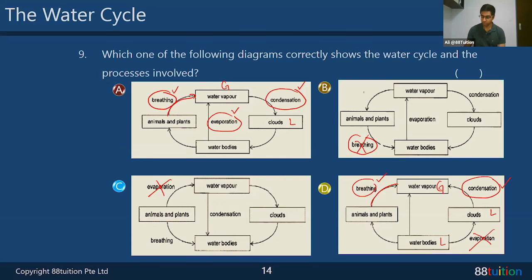So there is no evaporation. This is precipitation. If you want to write down precipitation. So you keep learning the word precipitation so that you know it's not evaporation, it's not boiling, it's not breathing, it's not condensation, it's precipitation. If you know it is precipitation, then you will say, hey, how come it's evaporation here? So it's wrong. So D is wrong, A is correct. Answer is A.